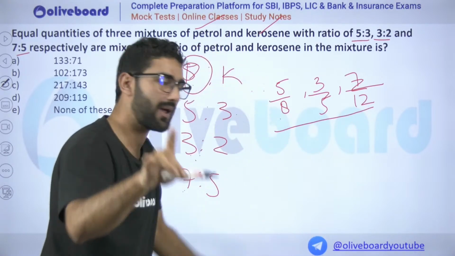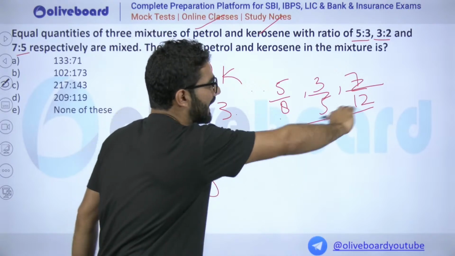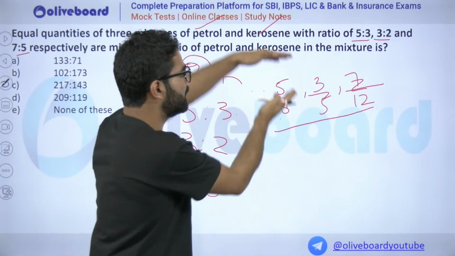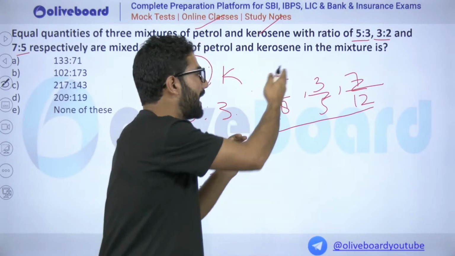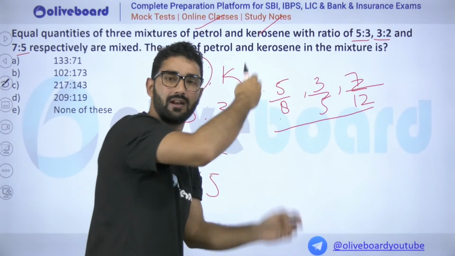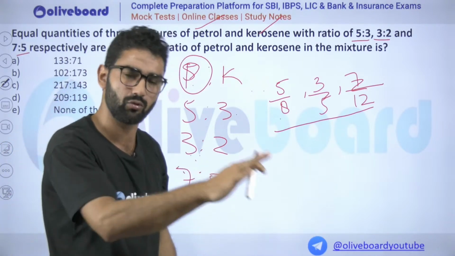There will be a similar pattern. Here we will take the LCM, same matter. You will get 120. This is the petrol quantity, this is the total quantity. You can find the value of petrol, then subtract it from the total, and you will get the kerosene. Similar matter. You can go for both methods.